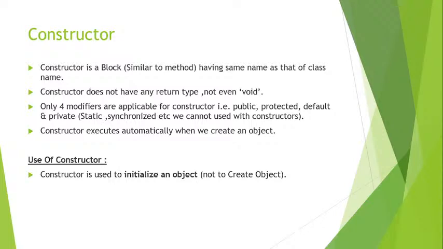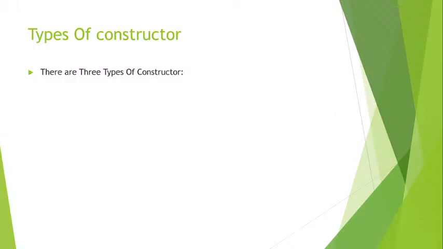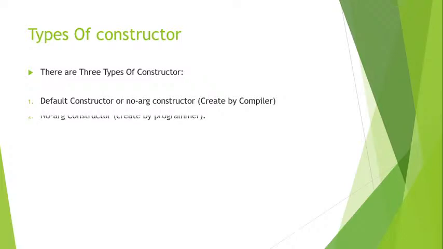After that, there are many types of constructor. There are three types of constructor we have. The first one is the default constructor, that is created by the compiler. Another one is the no argument constructor, that is created by the programmer. Programmer means who? Us, right? After that is the parameterized constructor. The parameterized constructor is also created by the programmer. So there are three types of constructor we have.